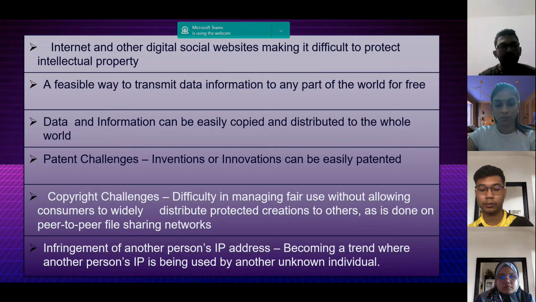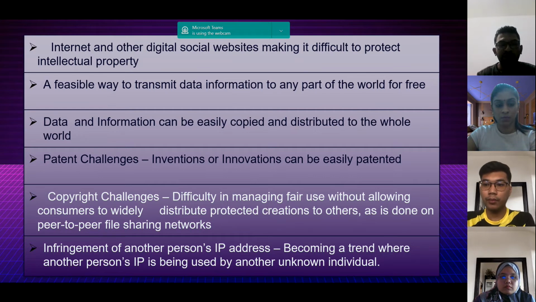Apart from that, we are also facing patent challenges, whereby inventions and innovations can be easily patented. For example, when we are talking about Samsung and the Apple iPhone, lately there was a news saying that Samsung has been copying the patents of iPhone, and this is one of the challenges that can happen to contemporary information technology.